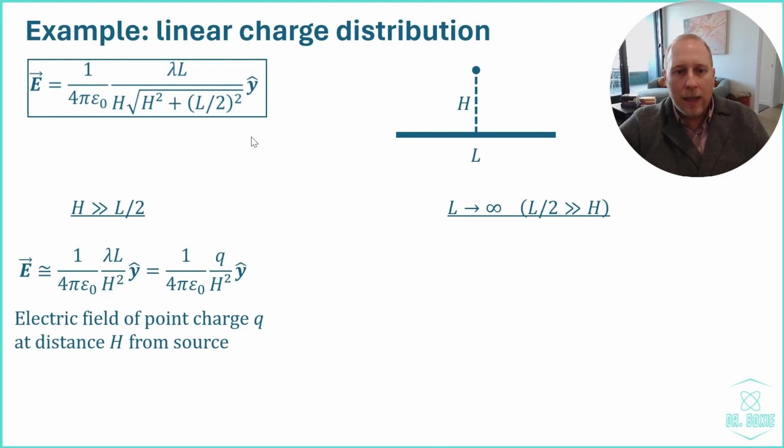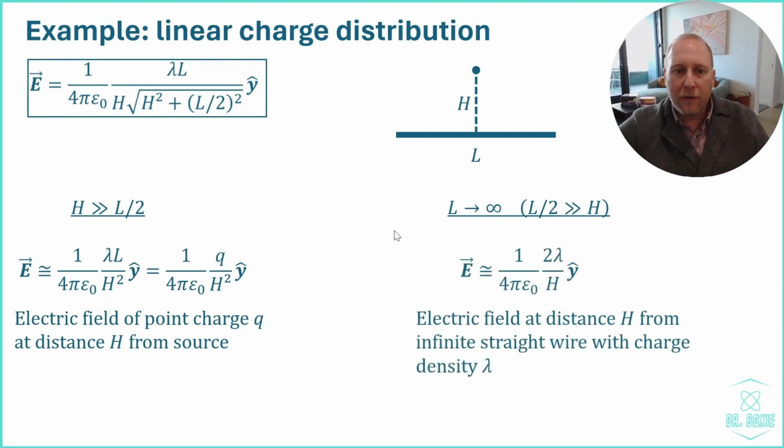Well, in that case, in the same square root in the denominator, we can forget about the h squared term. And so we're left with the square root of L over 2 squared. So we're left with an L over 2 without square root and without the square. The L in the numerator and the L in the denominator cancel out. And the 1 over 2 in the denominator comes up. And so we're left with 1 over 4 pi epsilon naught times 2 lambda divided by h times y hat.